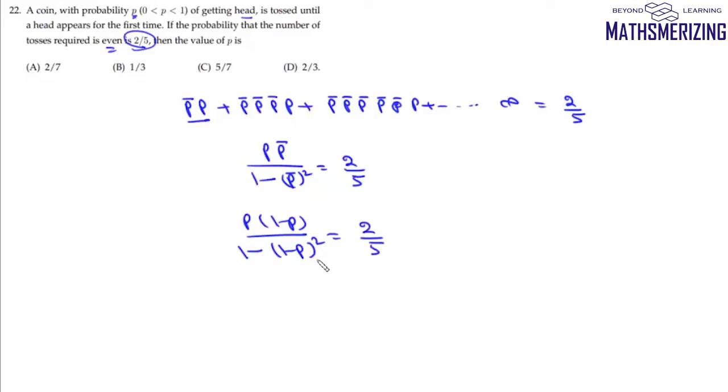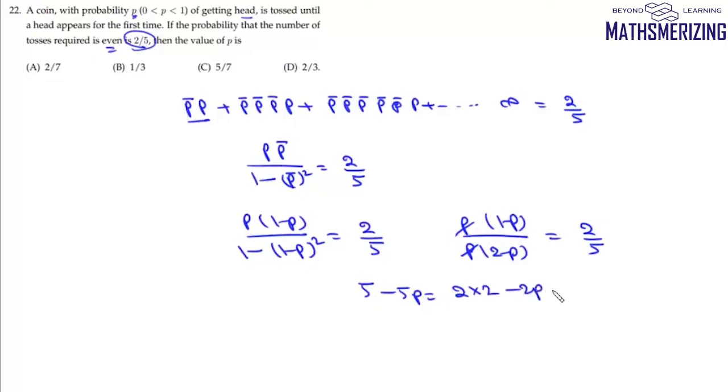Now we'll use a plus b, a minus b, we'll get this as P times 1 minus P, and then P times 2 minus P, and this is 2 by 5. Now P and P will cancel, we'll get 5 minus 5P, and it will be equal to 2 into 2 minus 2P. So it will be 3P is equal to 1. So the value of P is simply 1 by 3. And that's your option number B.